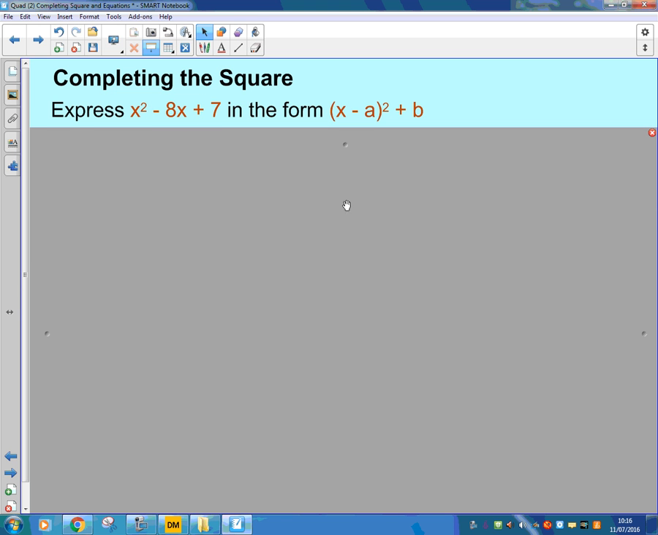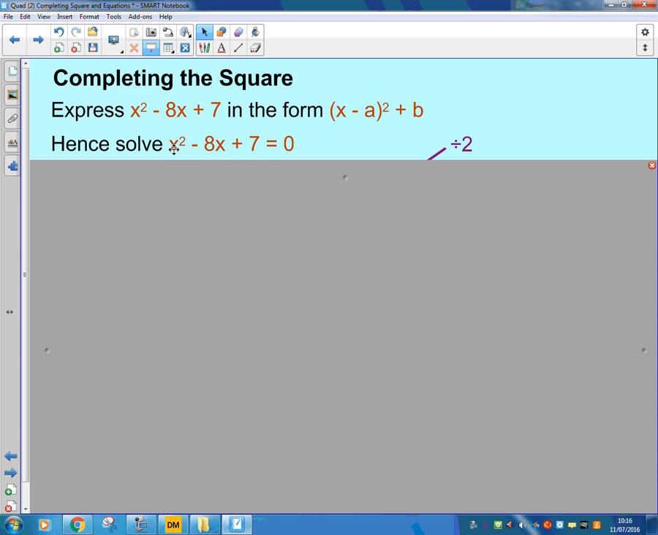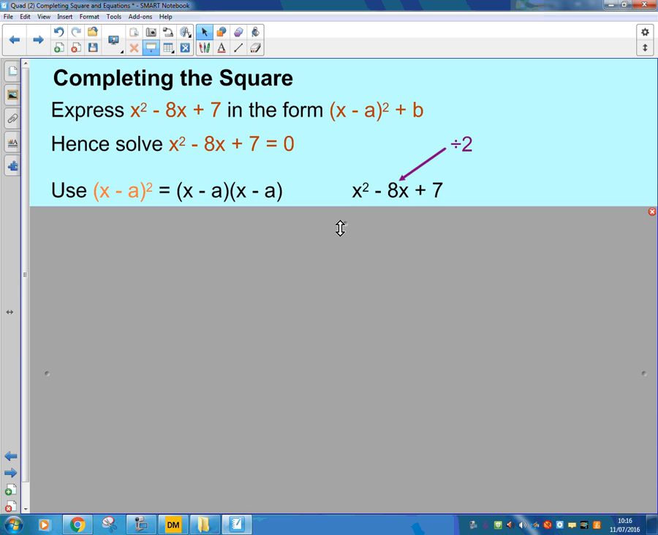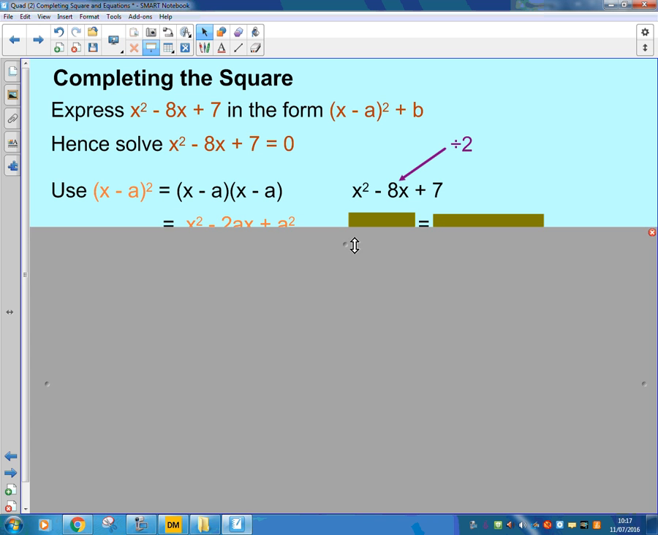Right, here's our second method, and we're going to look at completing the square. We're going to complete the square for this, and then use it to solve x squared minus 8x plus 7 is 0. A key thing for completing the square is we look at x minus a all squared and think, what does it come to when you expand it? So if I'm putting this x squared minus 8x plus 7 into this form, what happens if I expand x minus a squared?